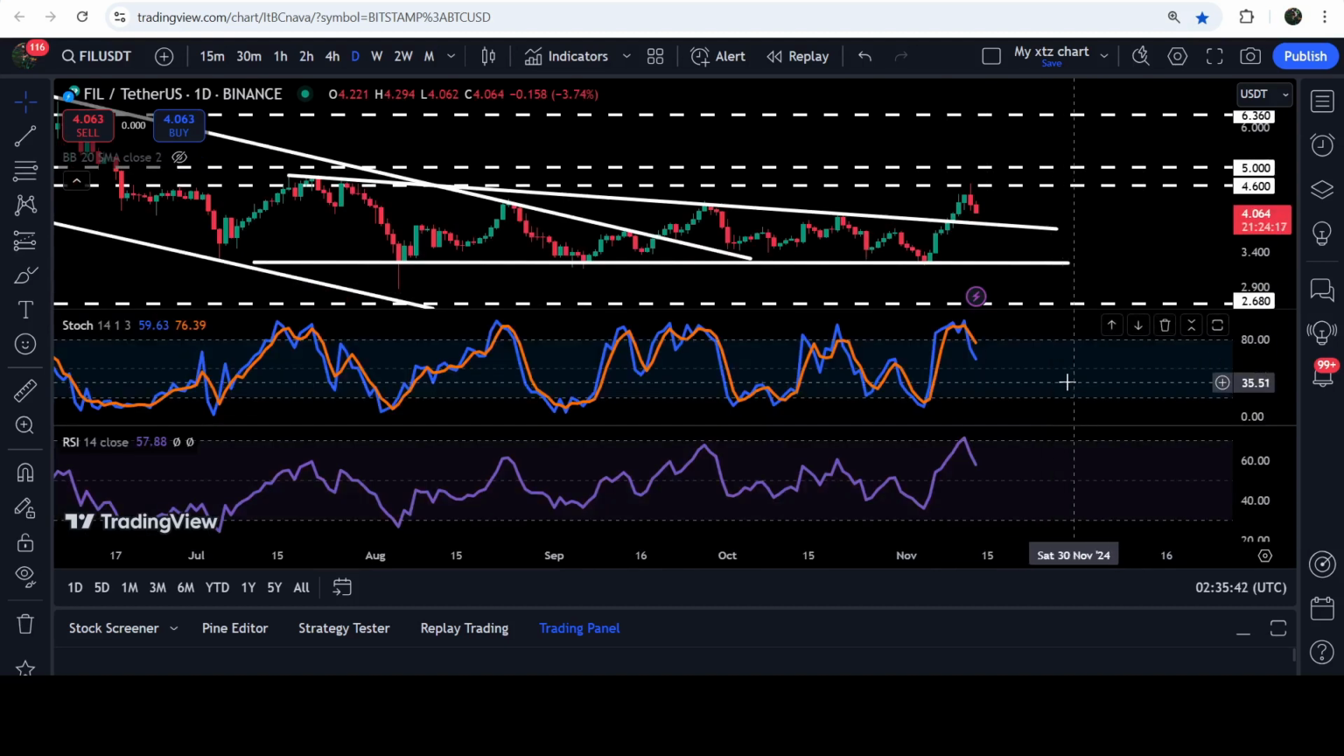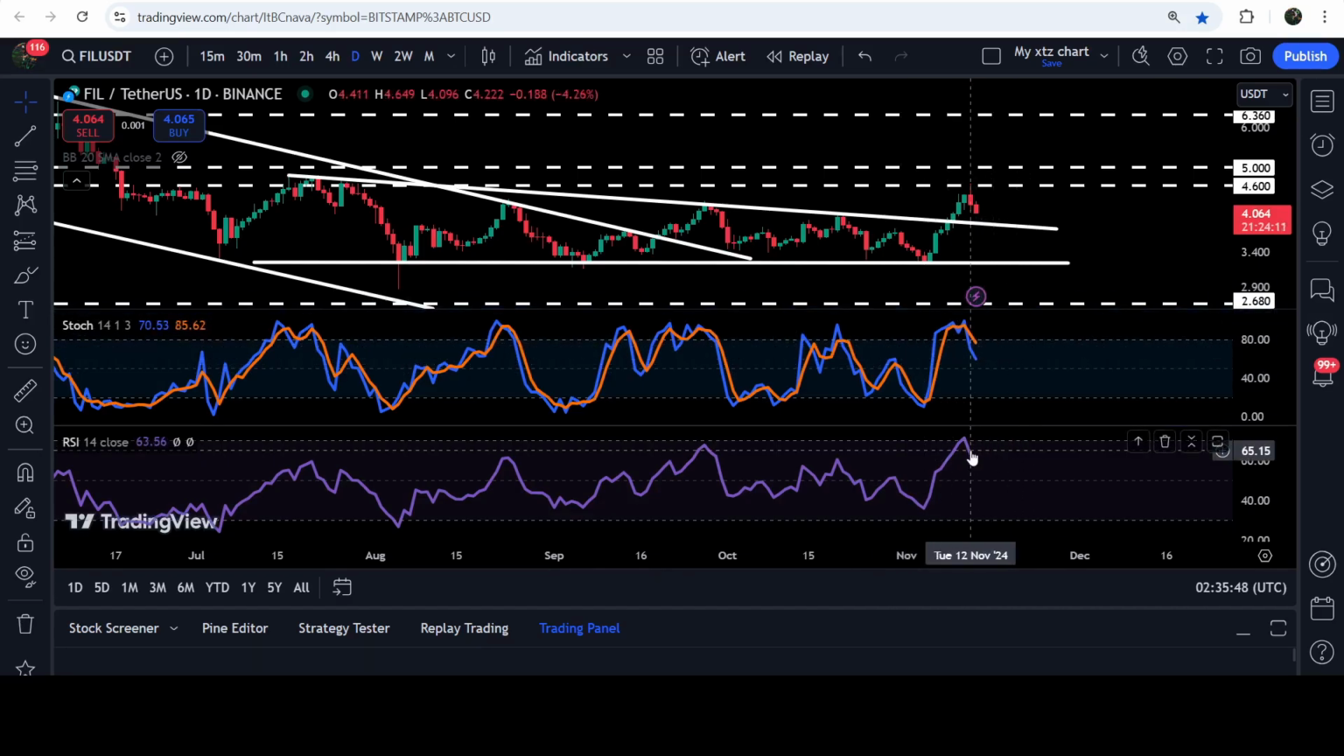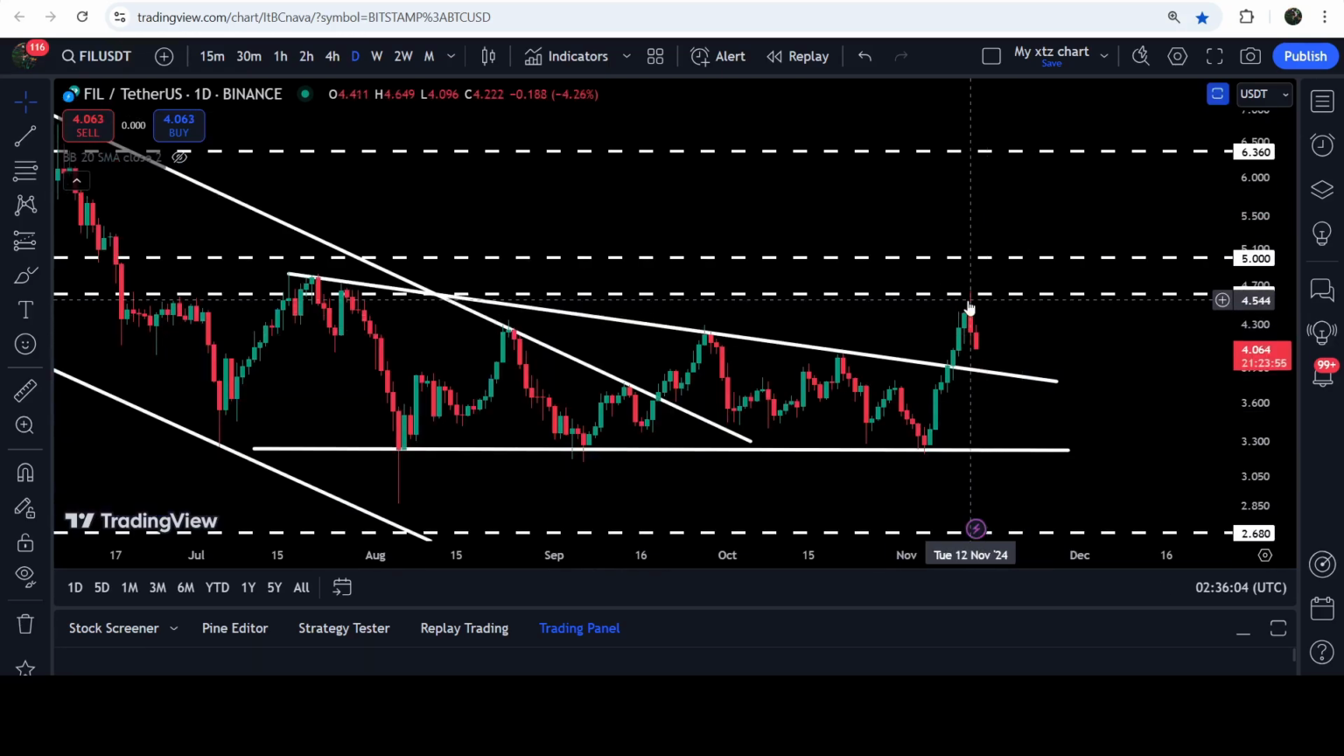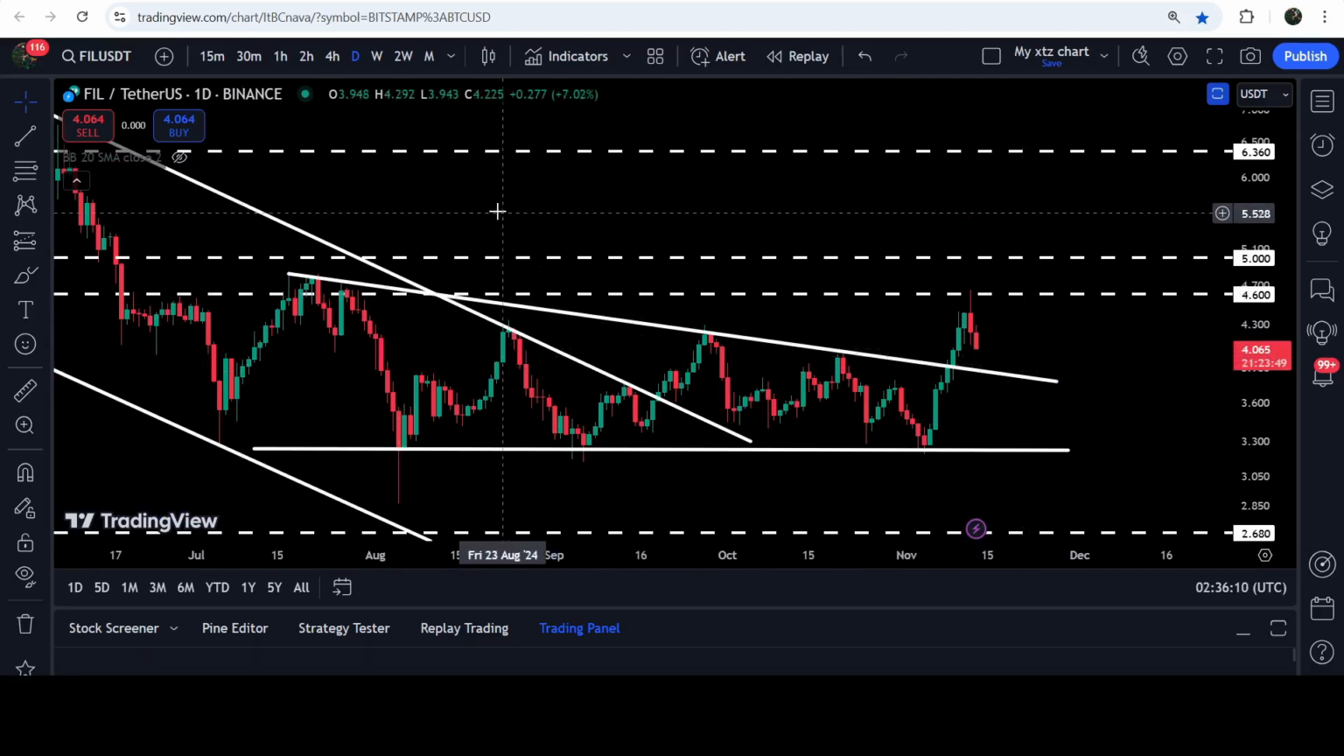At the same time, if we take a look at the oscillators, you can see that stochastic on the daily time frame chart has entered the overbought zone, and even RSI has also touched the overbought zone. Both oscillators have turned bearish. Stochastic has given us a bear cross as well, like this blue line has crossed down this orange line. Therefore there is now a probability that the price may retest the previous resistance of this triangle as a support before the next move to the upside.